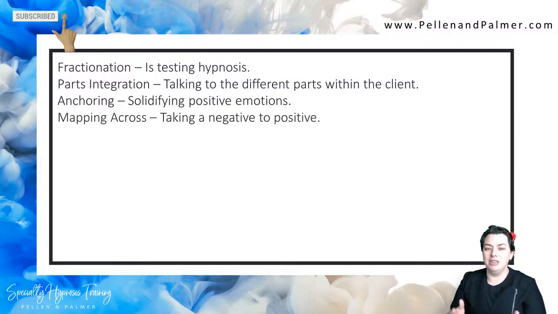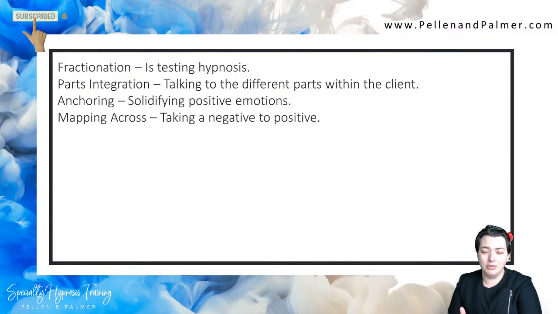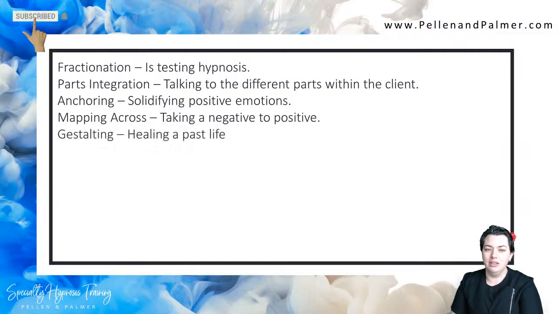Mapping across is where you take the negative to the positive. So that's where you can have food habits and stuff like that. If somebody really loves, let's just say chocolate, you can actually help them with hypnosis to get to a stage where they actually hate chocolate just with mapping across hypnosis. I love doing that technique, and it's really good fun.